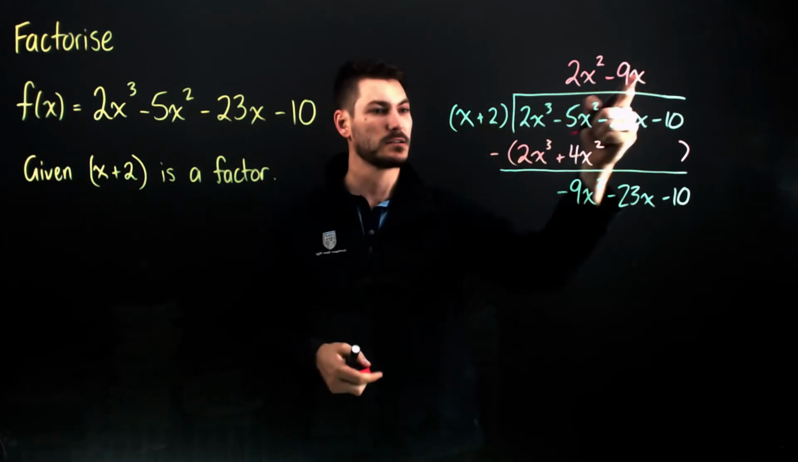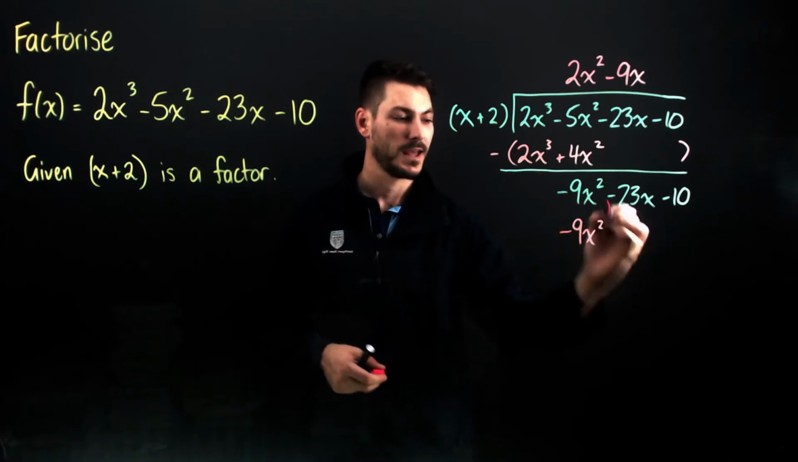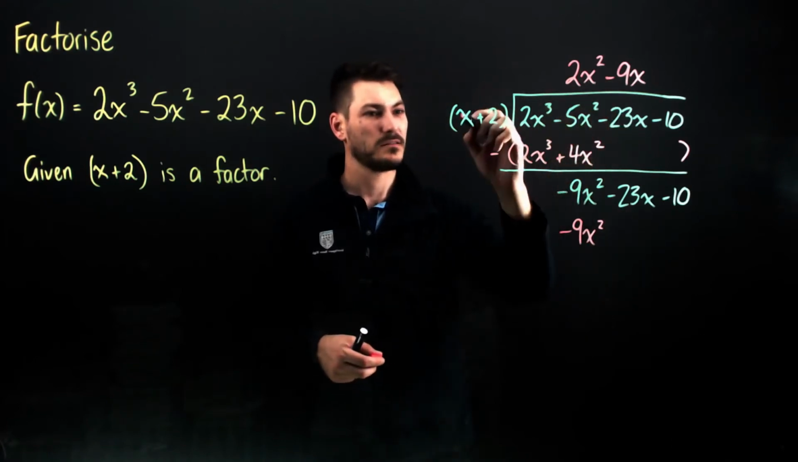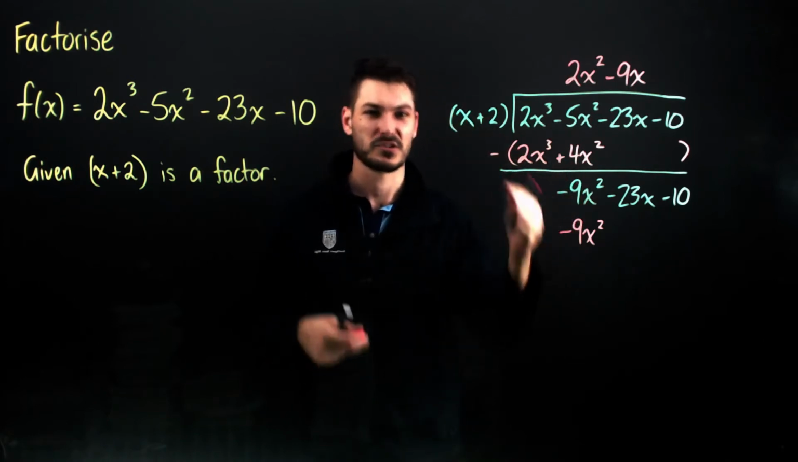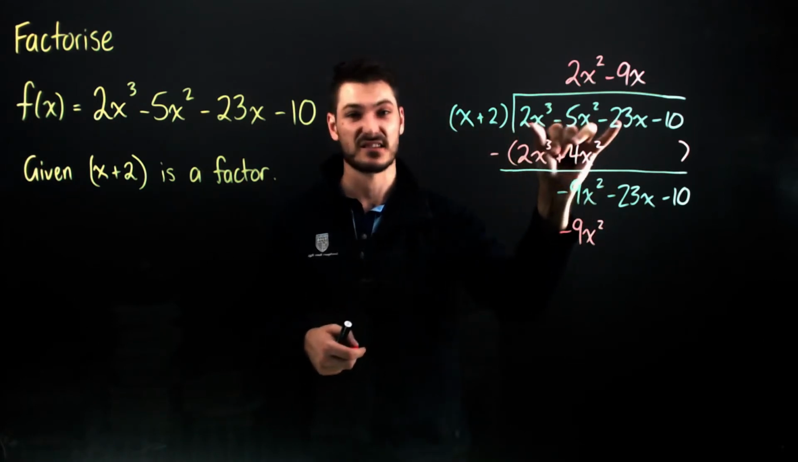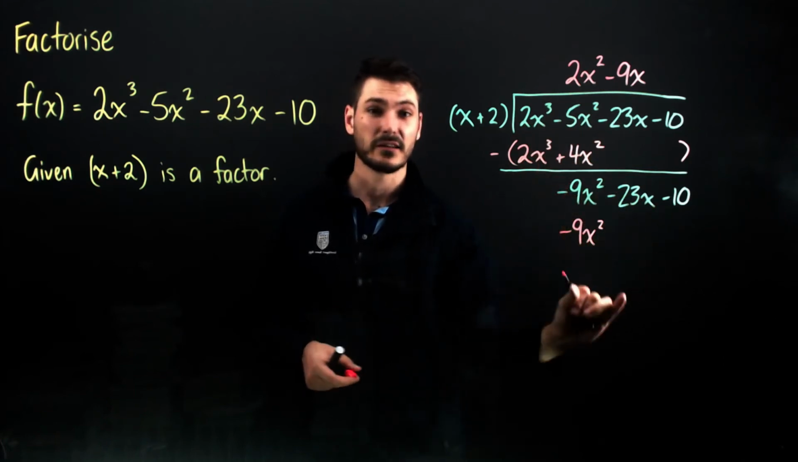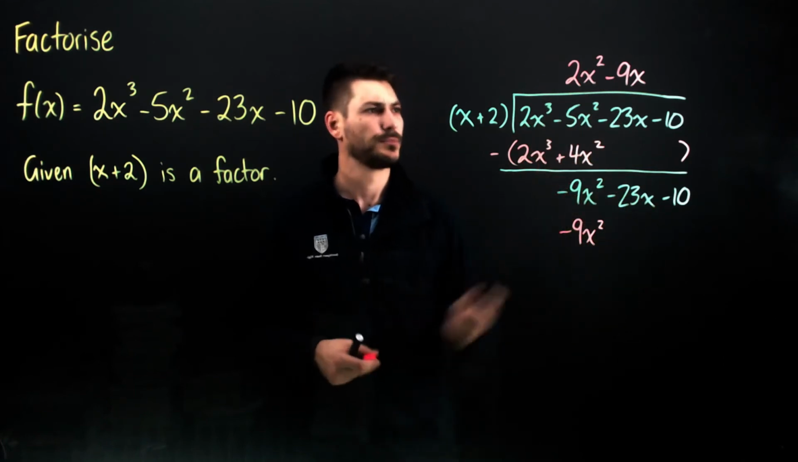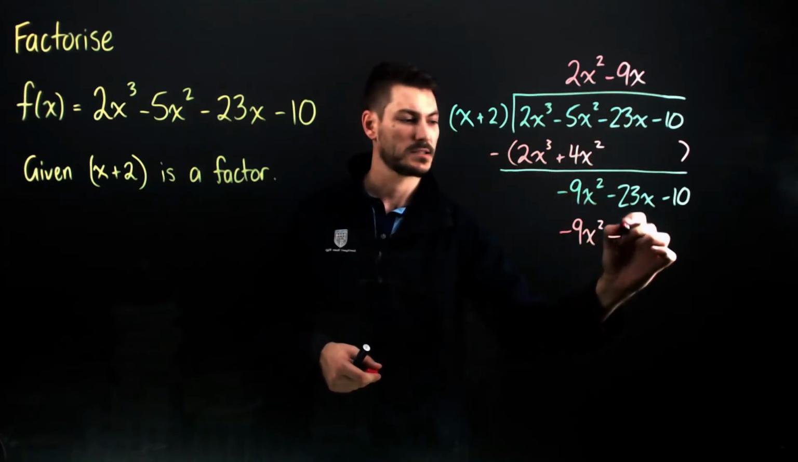So I get minus 9x times x is minus 9x squared. And as you can see, when I multiply these terms out, that front term, they're always going to cancel, which is why this thing starts as a cubic, reduces to a quadratic, which will reduce down here to a linear term. But we'll see that when it happens. And we also have minus 9x times 2, which is minus 18x.